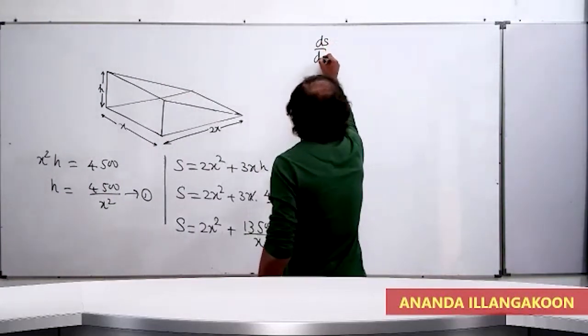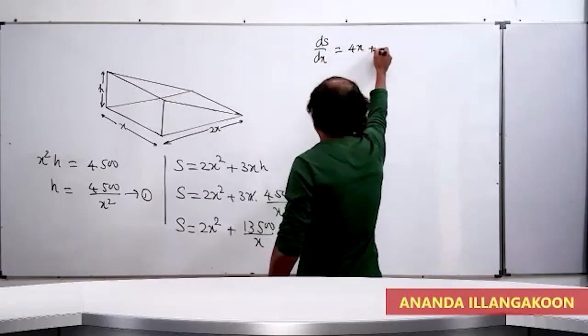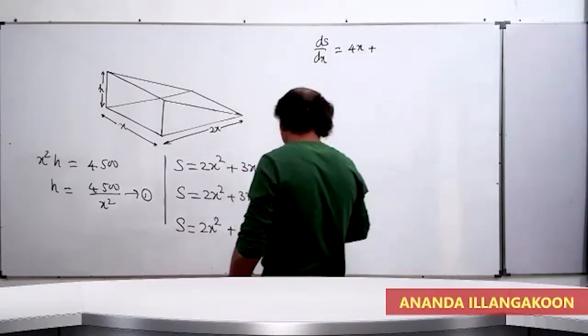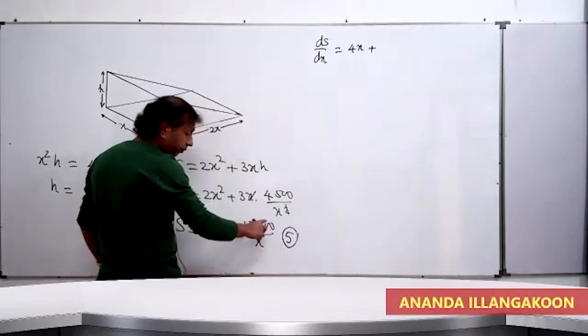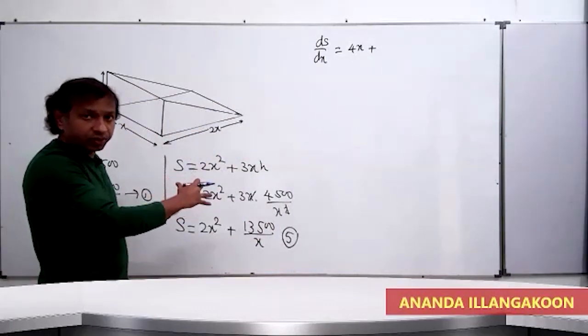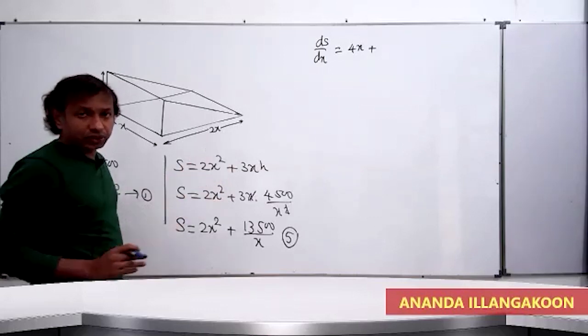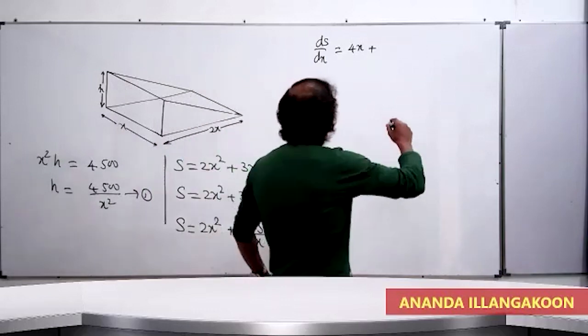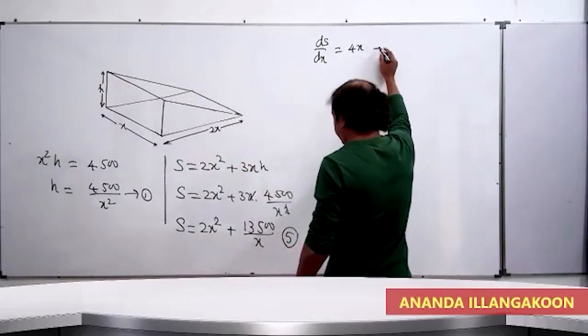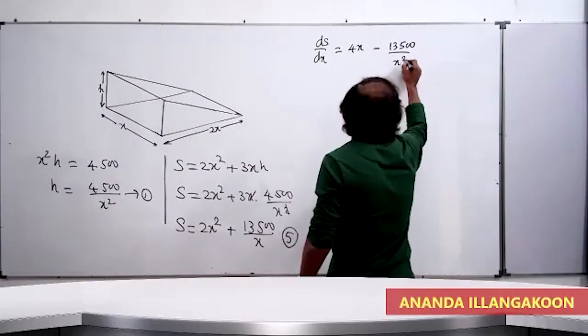dS by dx is 4x here. Right, here how to differentiate? Bring this x to the numerator. x to the power minus 1 coming. How to differentiate that? Bring minus 1 before and x to the power minus 1 minus 1, minus 2. Then what do we get? Minus 13,500 divided by x squared, no?